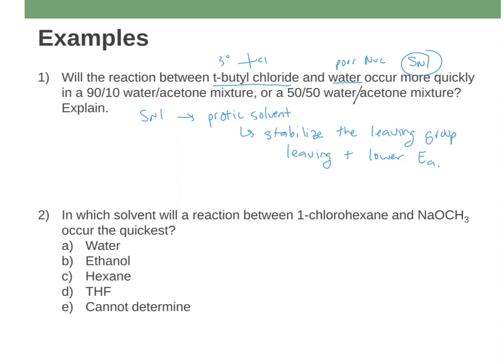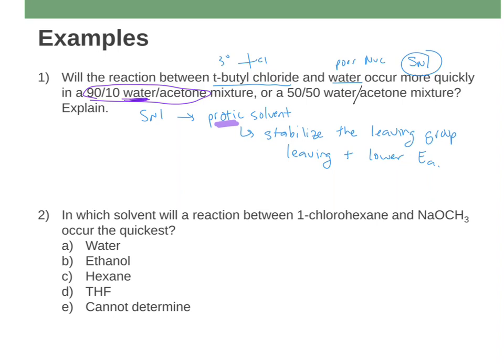So which solution? We want the most protic one. If I want it to be protic, I need the more protic solvent, which in this case would be the 90/10, because water's the protic solvent and acetone's an aprotic solvent. So you'd expect this reaction to go faster if there was a higher percentage of water in there as opposed to acetone. I'd pick 90/10 water/acetone. Why? Because it has more protic solvent in it, and that's going to help stabilize the leaving group, which lowers activation energy.